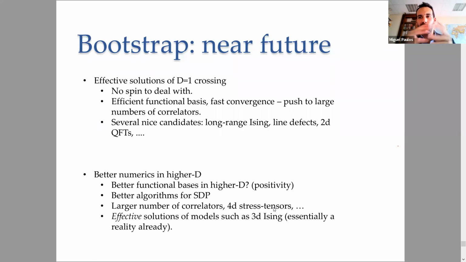To do this, we need to settle this problem of obtaining good functional bases in higher dimensions, which have good positivity properties. We need better algorithms for semi-definite programming. And with this, we'll be able to push to larger numbers of correlators, tackle problems like bootstrapping 4D stress tensors, and so on. And again, we'll be able to get effective solutions of models such as 3D Ising, which is almost essentially a reality already, in the sense that you already have a lot of information on the correlator of the spin field, but it can still be pushed maybe a bit further.